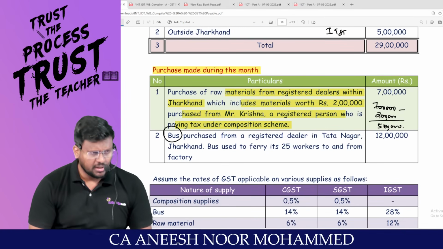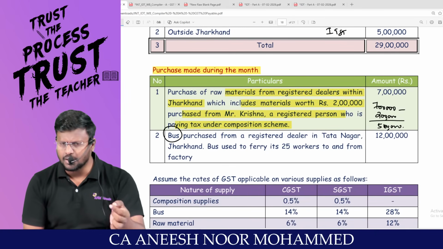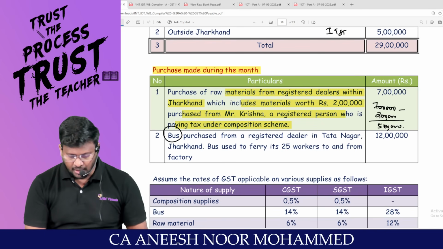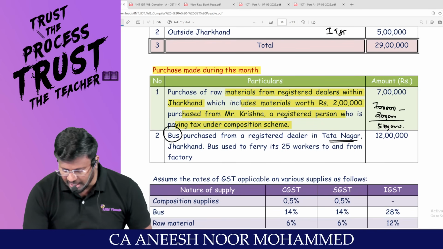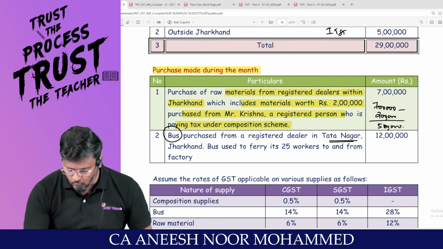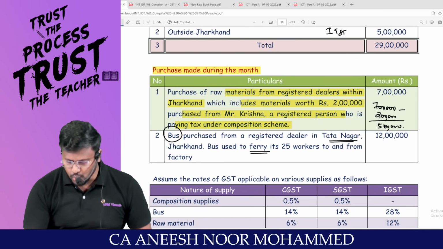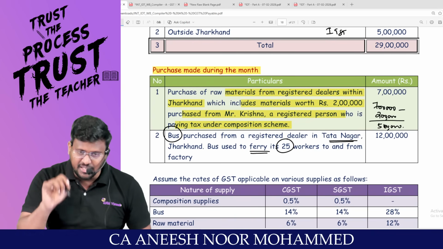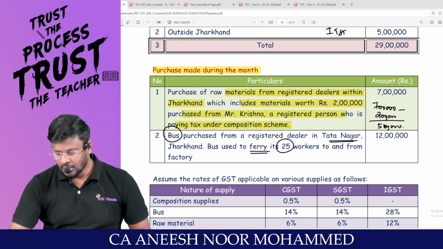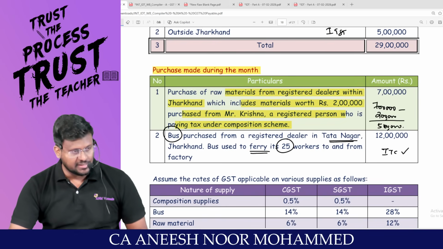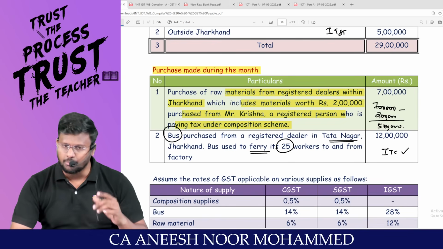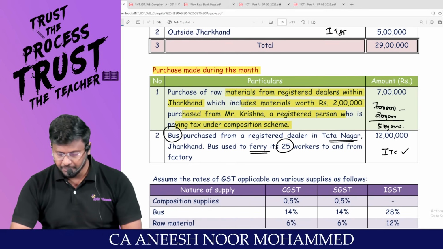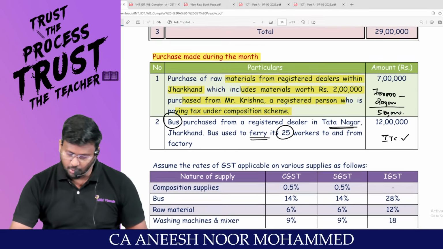Bus purchased. Is the seating capacity of the bus more than 13 passengers or less than 13 passengers? More than 13 passengers, hence it is not a blocked credit. Purchase from a registered dealer in Tata Nagar, Jharkhand. Bus used to ferry, that means transport, 25 workers to and from the factory. 25 workers means they're indirectly saying that the seating capacity of the bus is more than 30. That means you are entitled to take ITC. Every motor vehicle is not a blocked credit. Only a motor vehicle having a seating capacity of up to 13 passengers, including driver, is a blocked credit.